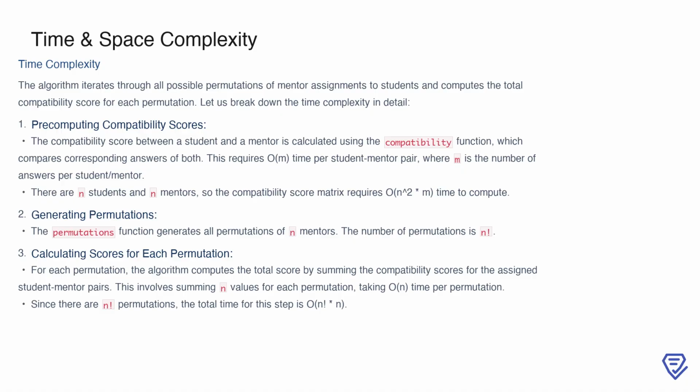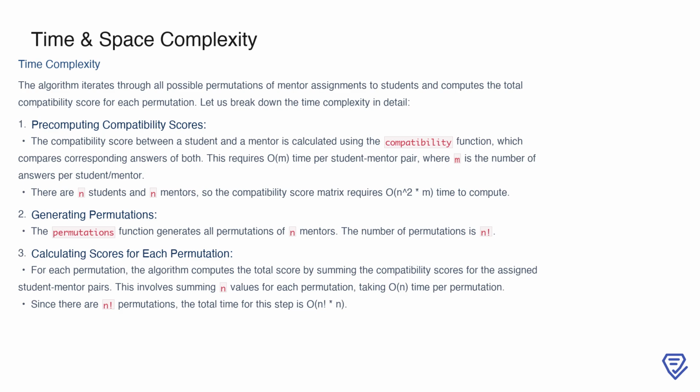To analyze the time complexity of the algorithm, we start by breaking it into 3 main steps. First, the compatibility scores are pre-computed for every student-mentor pair. This involves comparing the answers of a student with those of a mentor, which takes m time per pair, where m is the number of answers. Since there are n students and n mentors, the total time required to compute the compatibility scores for all pairs is n squared times m.